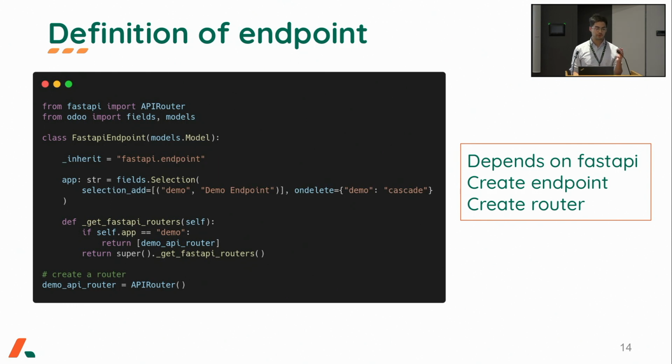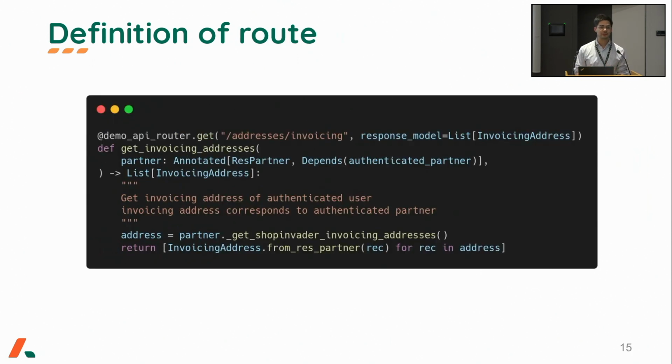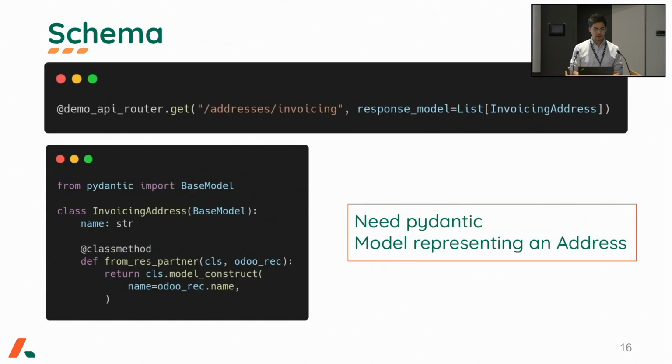Now let's attach the root to the router. So here is the definition of the root. Please don't be afraid. This route is simply a get on the root address slash invoicing, and it returns the REST partner of the authenticated partner. So let's dive line by line on the definition of this route.